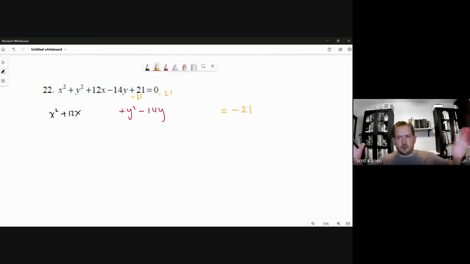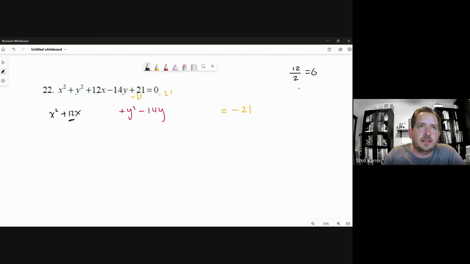So there's going to be a lot of space here because I'm going to be adding and subtracting stuff in clumps and groups. But for this first part here, I'm going to take that 12, divide it by 2, and I get 6. And then I square that 6 to get 36. There's no numbers in front of my x squareds, which means this is one of the nice ones. I don't have to factor it out and then take that into consideration for what I add to the other side. I can just add 36 and add 36.